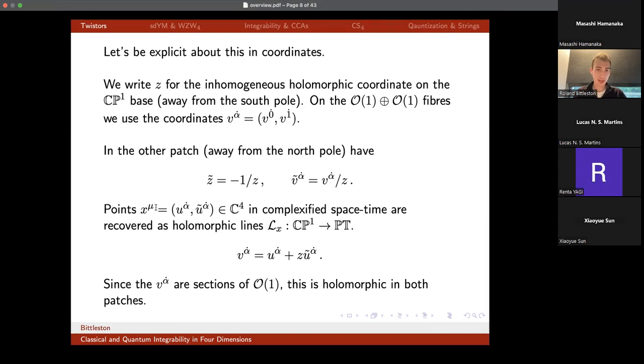So then, as I said, points in complexified space-time give us holomorphic lines in twistor space, and we can write those out explicitly. Writing U alpha dot and U tilde alpha dot, these are now right-handed spinors, two sets of right-handed spinors for my four complexified space-time coordinates. My holomorphic lines are given by the following formula. And crucially, it's the fact that these V's are valued in O(1) which means that this linear term in Z remains holomorphic at infinity. So this is valid everywhere because the V's live in a non-trivial vector bundle over the P1.